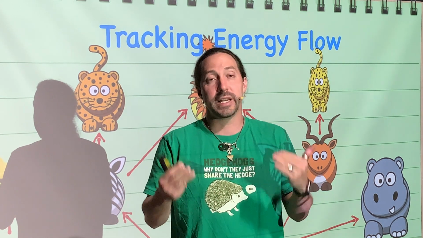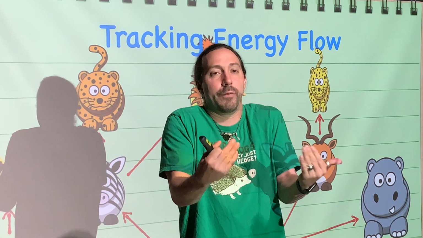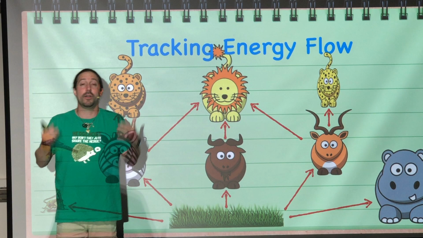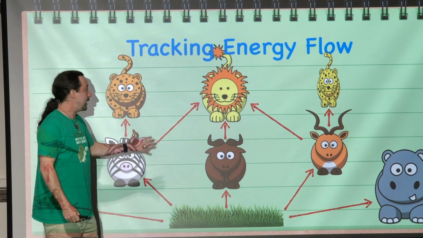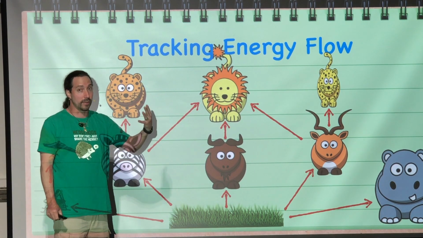What matters is, where did that organism get its energy from? The zebra and the grasshopper both get their energy from the same thing. They both get their energy from the grass. And that means that whatever eats them is going to be at the same trophic level.